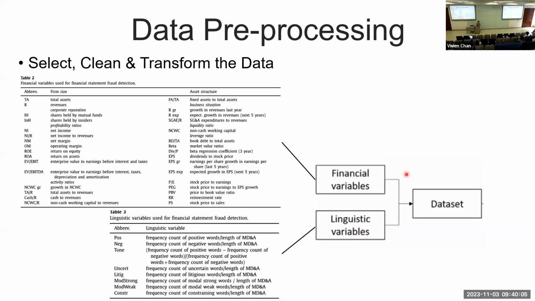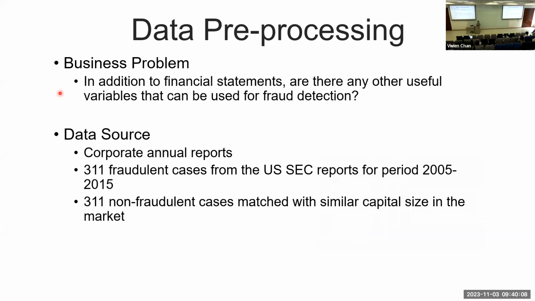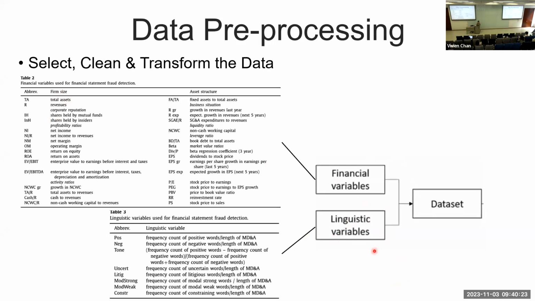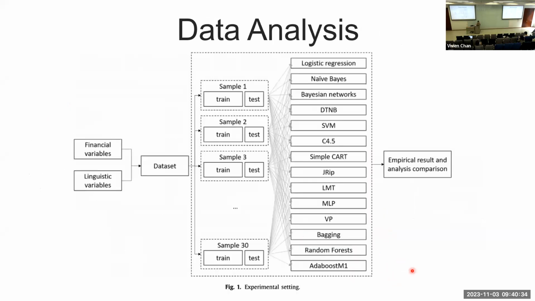But anyway, going back to the initial objective. When the researchers try to build a model, they want to add some new variables. In this case, they have selected some additional linguistic variables, which aligns with the initial objective set out in the beginning. They feed the financial variables and linguistic variables into a list of machine learning algorithms. They are doing quite a lot of trial and error, trying out different machine learning models to see which one works best.